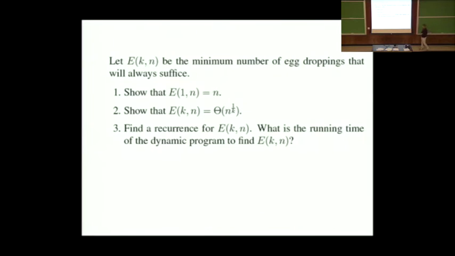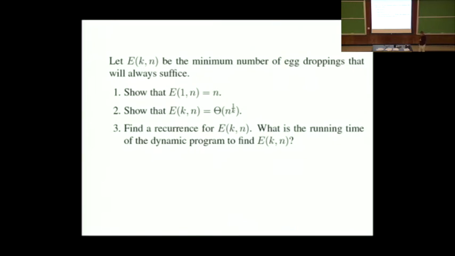First, when you're doing dynamic programming, the first thing that you need to do, including on your exams, is state what is the function you want to compute. This is an English definition of what I want to compute: what's the minimum number of droppings which will suffice to find the transition point when I've got k eggs and n floors? Any questions?